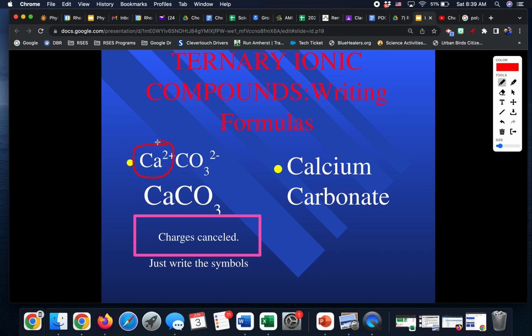If we look here, here's an element in group 2. So it has a 2 plus charge, meaning it's a metal. And here's a polyatomic ion. This whole group here has a 2 minus charge. Well, 2 plus and 2 minus cancel out, so we can combine them together, CaCO3. We still name the first thing as the name of the element, calcium, but there are special names for the polyatomic ions. That CO3 is carbonate.